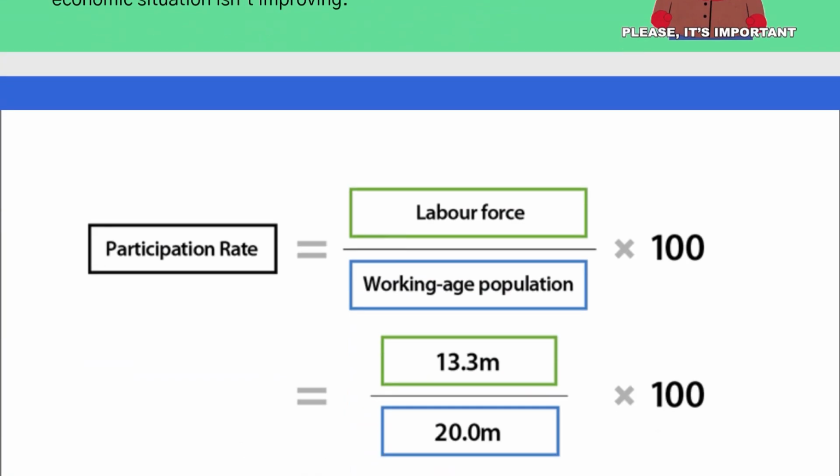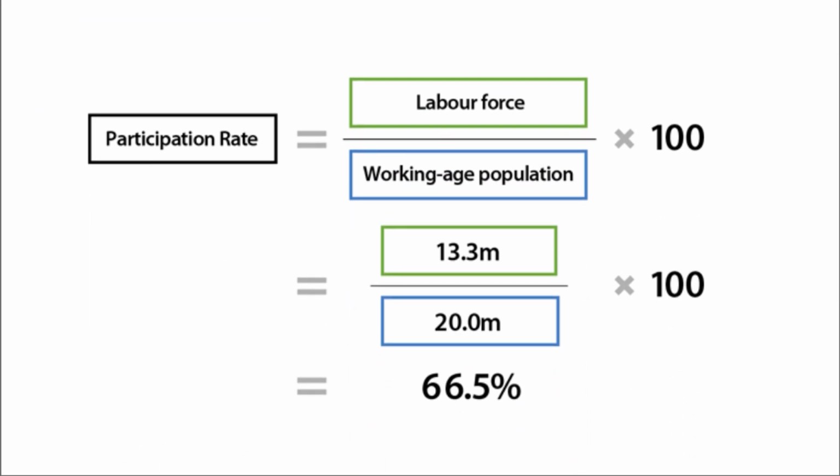So, for example, in this particular scenario, we have the labor force participation rate of 66.5%. What does it mean? 66.5% of those who belong to the working age population within a specific country are either working or actively trying to find a job.